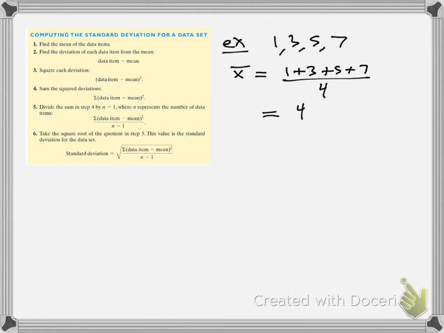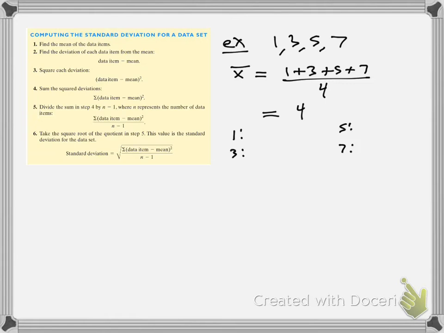So find the deviation of each data item from the mean. So let's do that. For 1, it'd be 4 minus 1, which is 3. For 3, it'd be 4 minus 3, which is 1. For 5, it'd be 5. Oh wait, I'm doing this backwards, my bad. Let's do this again. I'm just getting ahead of myself.